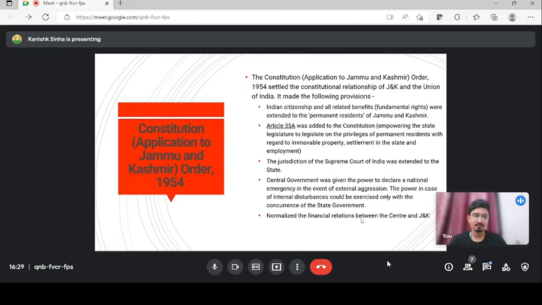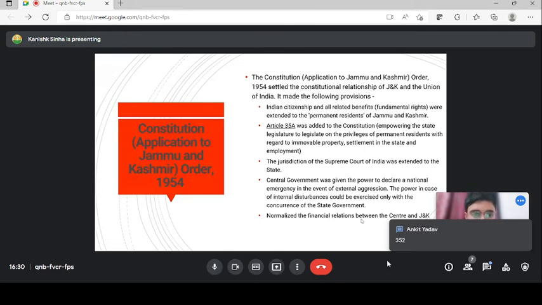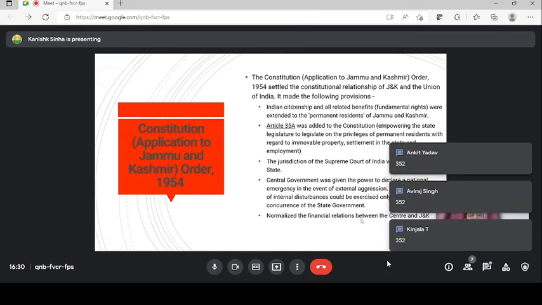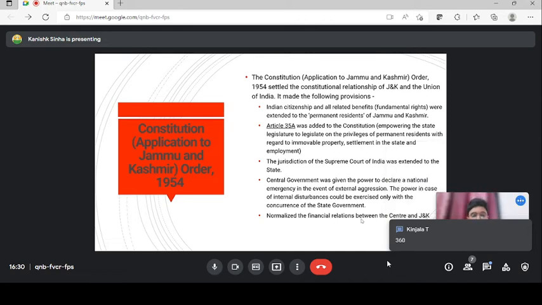Which article of the Indian Constitution talks about the national emergency, state emergency, financial emergency? Very good, Ankit. 352 is the national emergency. Then state emergency is 356. And then the financial emergency is 360. So, did we have any financial emergency in the country till now?